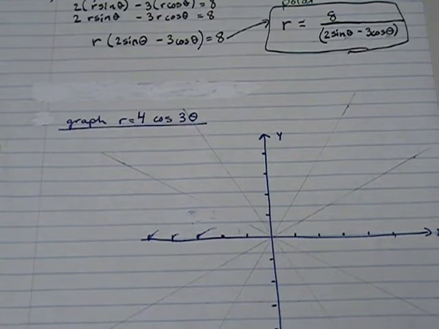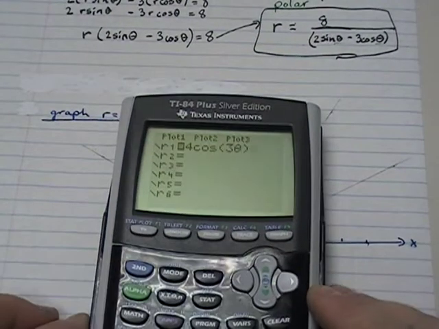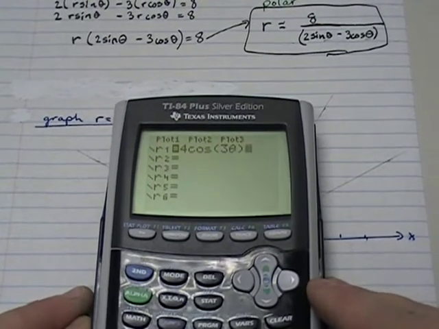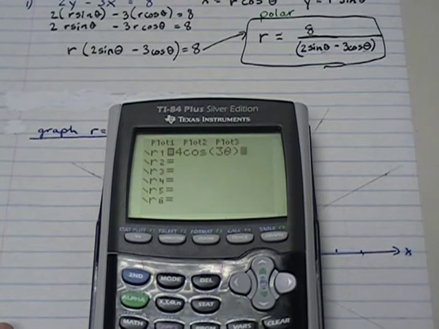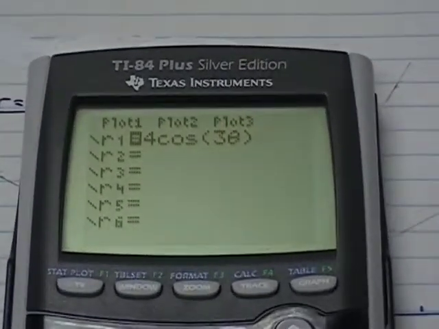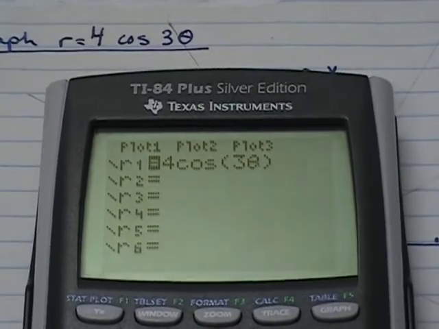Now, real simple, real easy. What I want to do is type r equals 4 cosine 3 theta into my calculator. So it's going to look something like that: r equals 4 cosine 3 theta. I'm going to graph it on the calculator, and then I'm going to show you how to graph it by hand. So to graph this on the calculator, we're going to zoom in just a little bit here. R equals 4 cosine 3 theta.